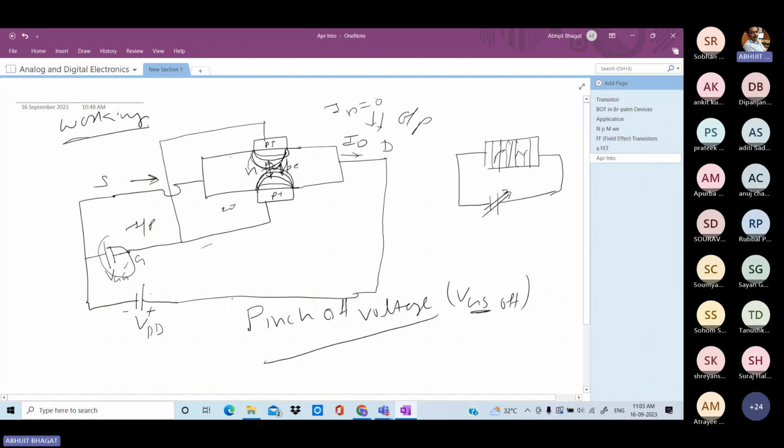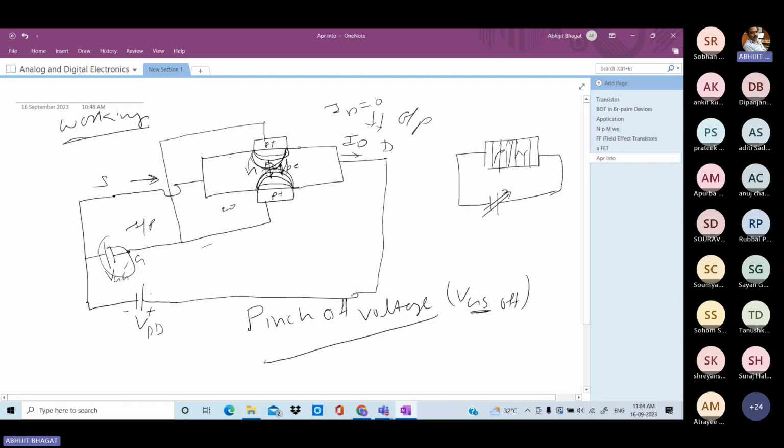तो पिंच ऑफ वोल्टेज क्या होता है? देखो, जब ये VGG इंक्रीज कर रहे हो तो गेट टू सोर्स वोल्टेज इंक्रीज हो रहा है। तो एक ऐसा टाइम आ रहा है जहां पे आउटपुट करंट 0 हो जा रहा है। तो उसके बाद अगर VGG और इंक्रीज करोगे तो आउटपुट वैसे ही 0 ही रहेगा। और पिंच ऑफ वोल्टेज क्या है? It is the minimum value of gate to source voltage for which the output current is 0.